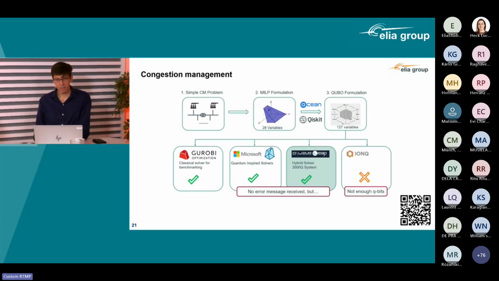So we wanted to test this on Quantum, and we knew from the beginning that we could not throw the whole grid of Elia into a quantum computer because they are not big enough yet. We started with a simple congestion management problem. And then we did the same track we do for the classical solving.